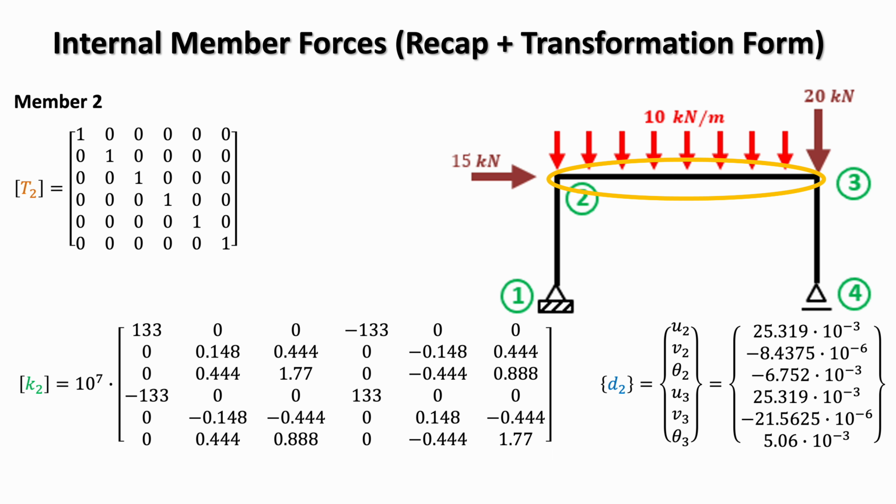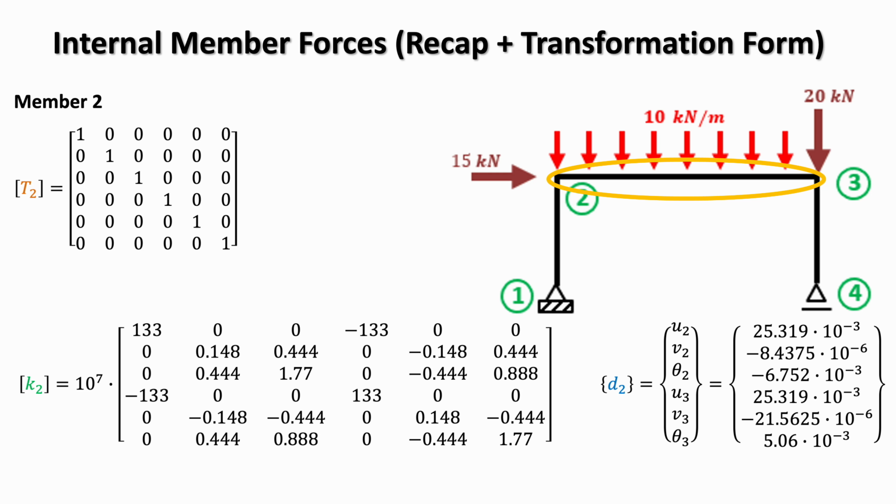Next, we'll apply the same procedure to member 2, which is the beam spanning between nodes 2 and 3. The transformation matrix T2 in this case is the identity matrix, since the beam lies horizontally. Its local and global axes are already aligned. We substitute the corresponding local stiffness matrix K2 and the global displacement vector D2, which contains the displacements and rotations at nodes 2 and 3.